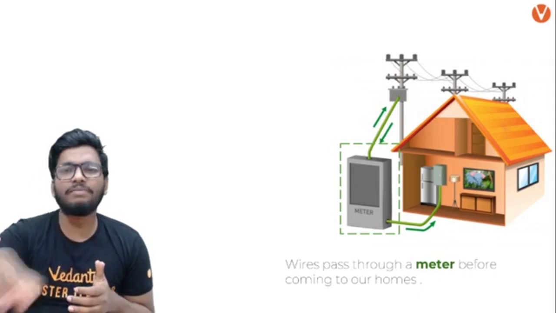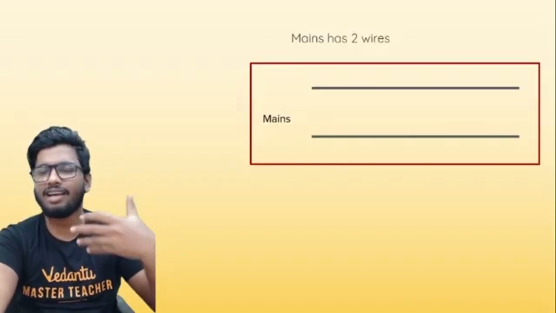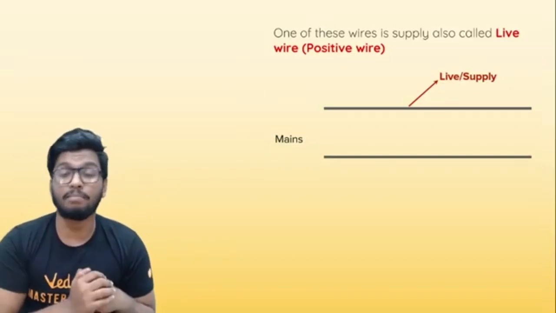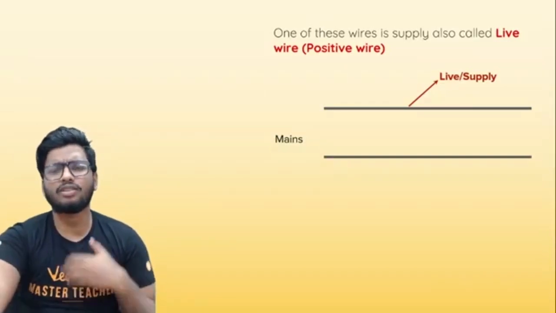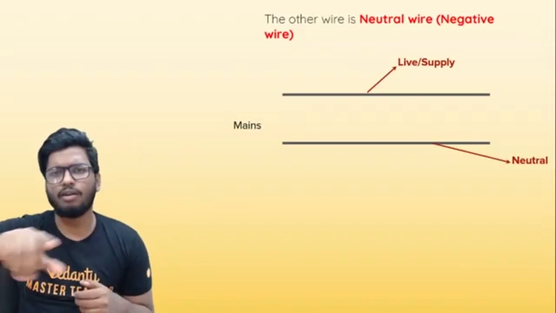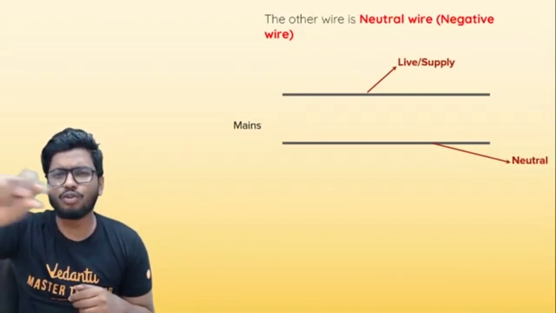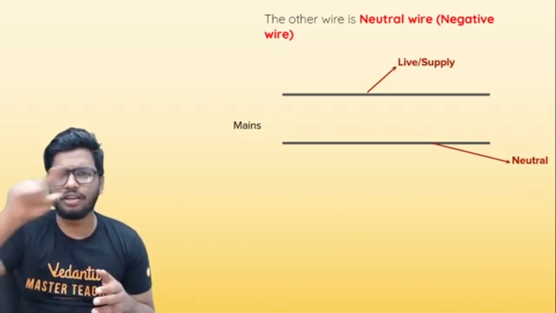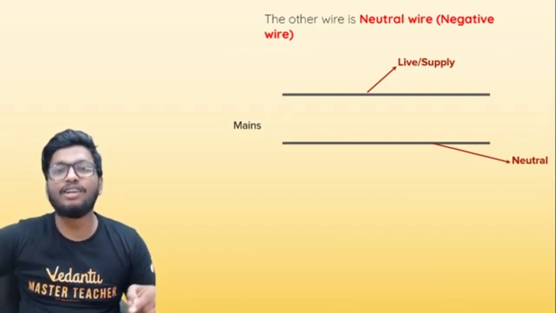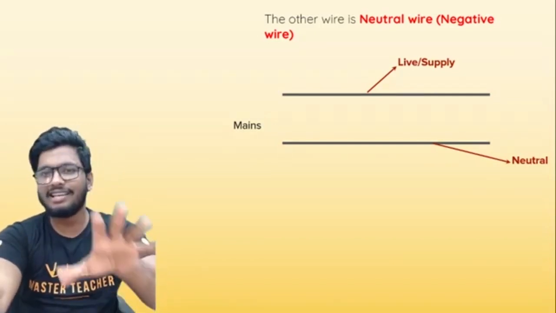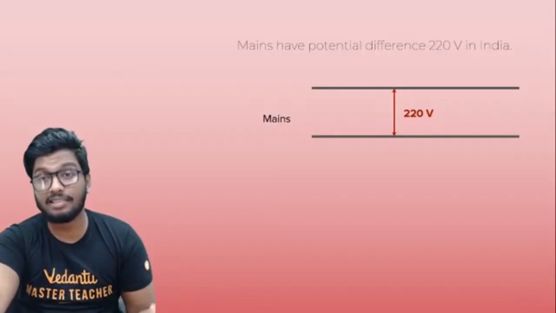So from there, like I told you, the mains are basically two wires. One is called a live wire or the supply wire, and the other is called a neutral wire. So basically, you need a complete circuit. So here what happens is that the current flows through the live wire and then comes out through the neutral wire. So that's how it goes. So there's a complete circuit. It's like a complete loop that you can see.